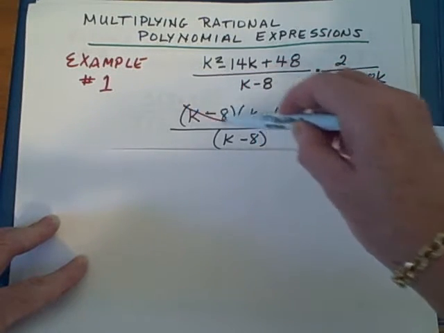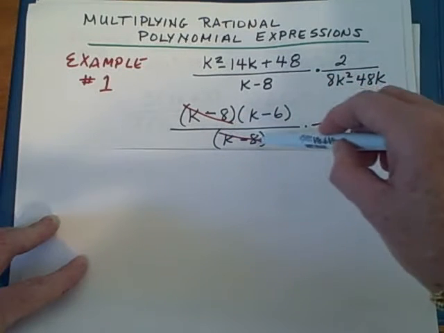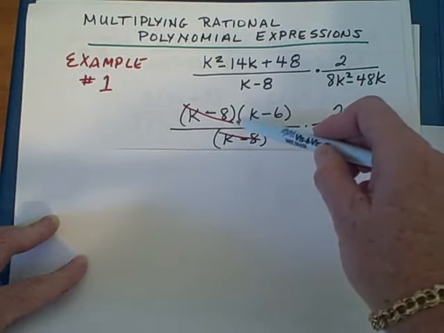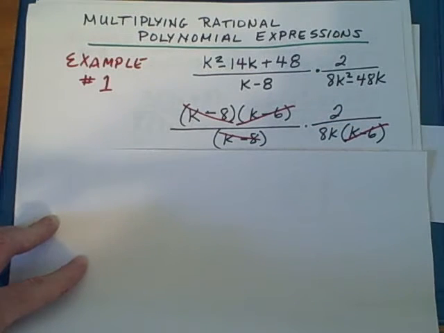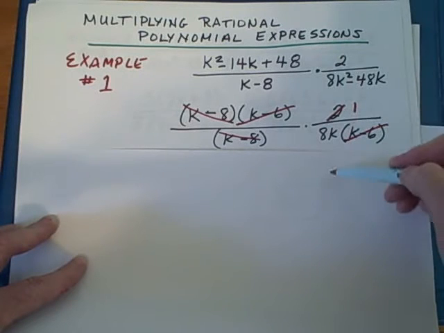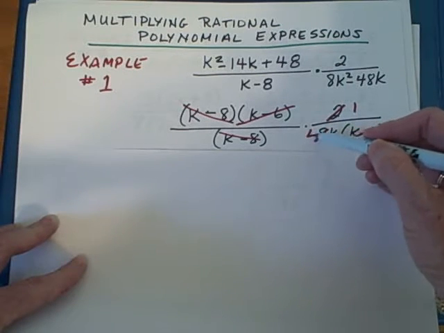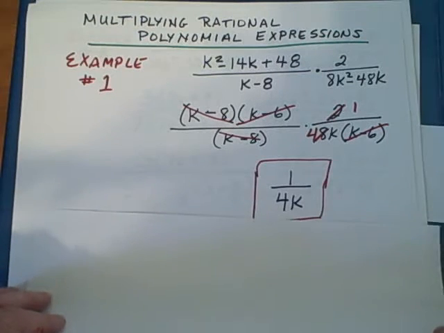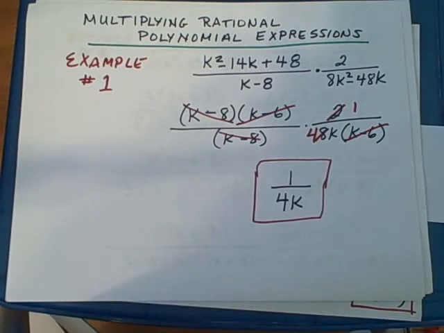We can then cancel out our k minus 8 and this k minus 8. And then as you notice, we can cancel out the k minus 6 times k minus 6. Now you might think we're finished, but notice we have a 2 divided by 8. That can be simplified as well. 2 goes into 2 one time, and 2 goes into 8 4 times, simply leaving us with a small expression of 1 over 4k.